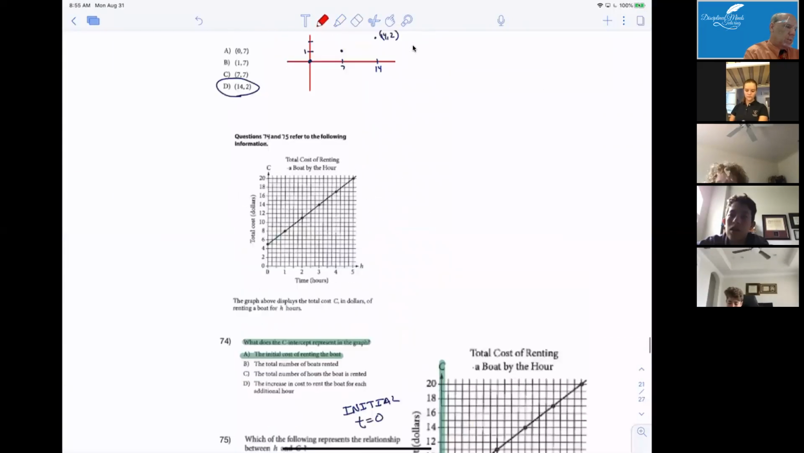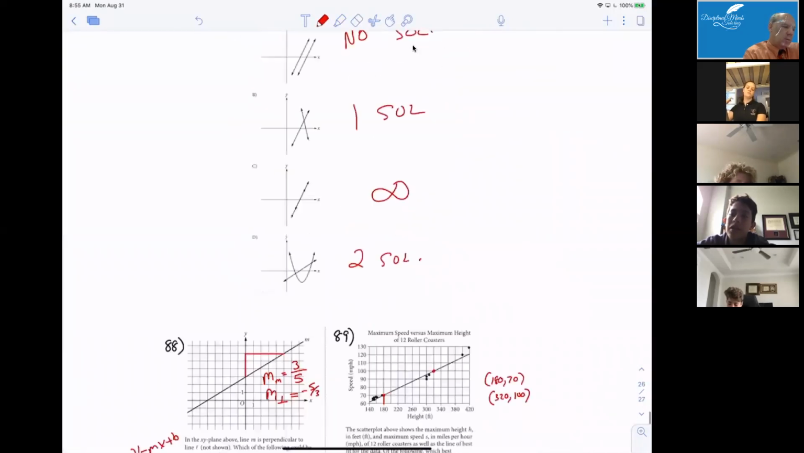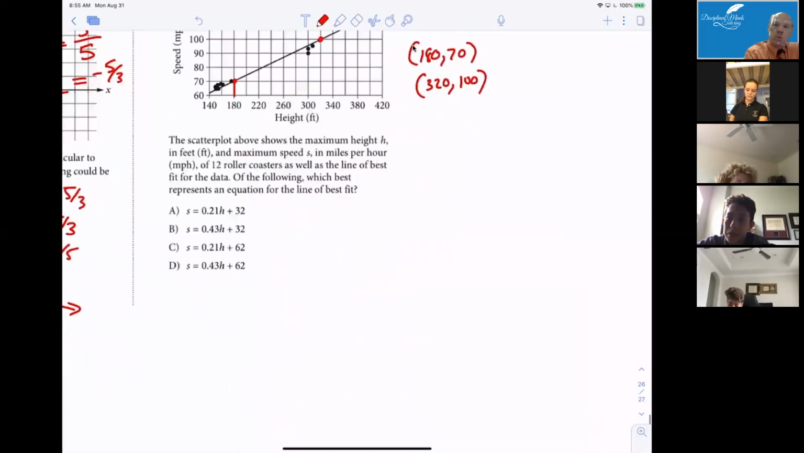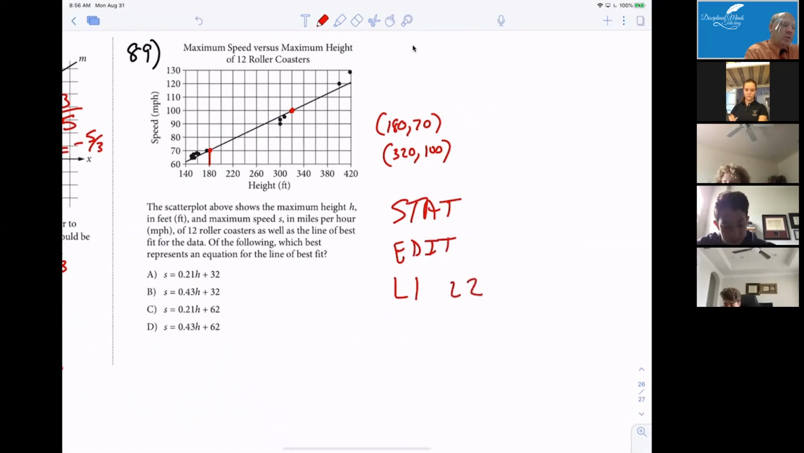Mr. Straw, how do you do a scatter plot again? You hit the stat button, and then you hit edit. Under L1 and L2 is the X value and the Y value. And then you go stat calc.